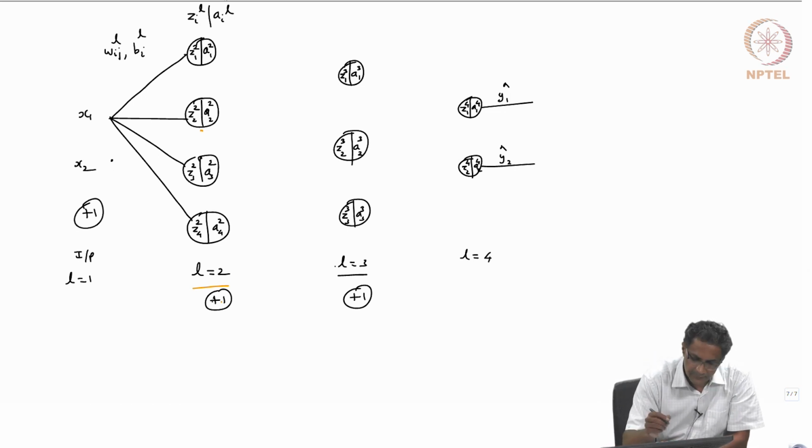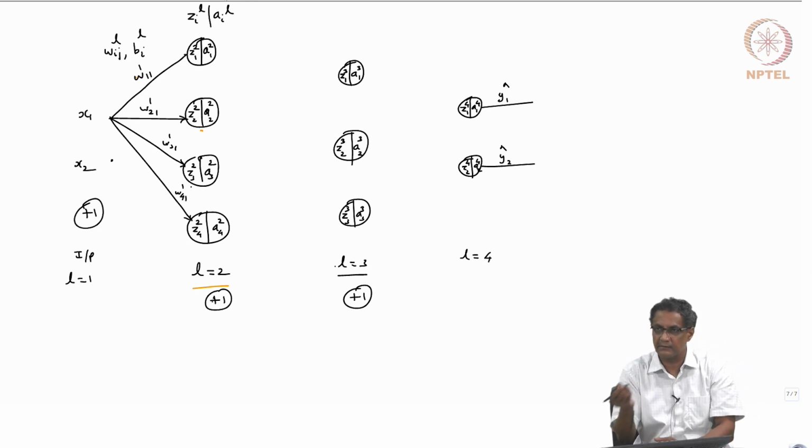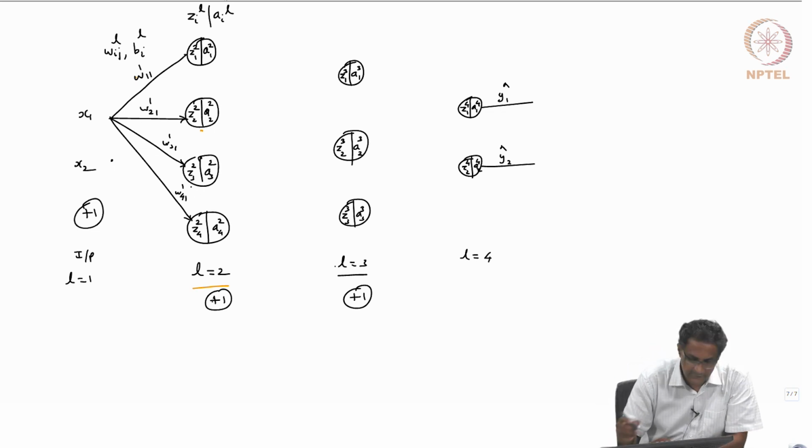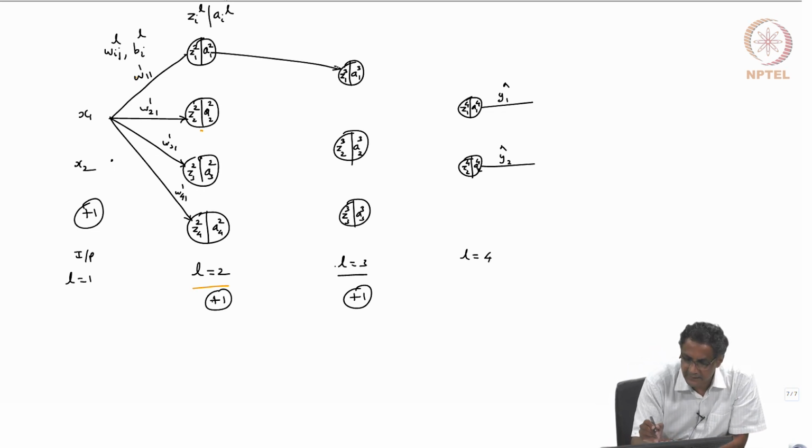In that sense, this will be W111. This is the second neuron, with input from the first input, so W211, this will be W311, this will be W411. I am just following the same notation that we used earlier. We are not changing that. Then what will be the weight here? How will you write this?